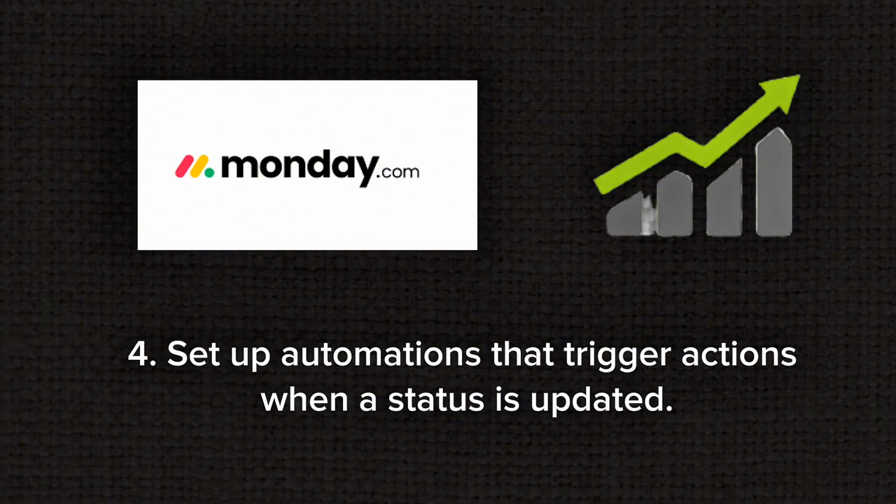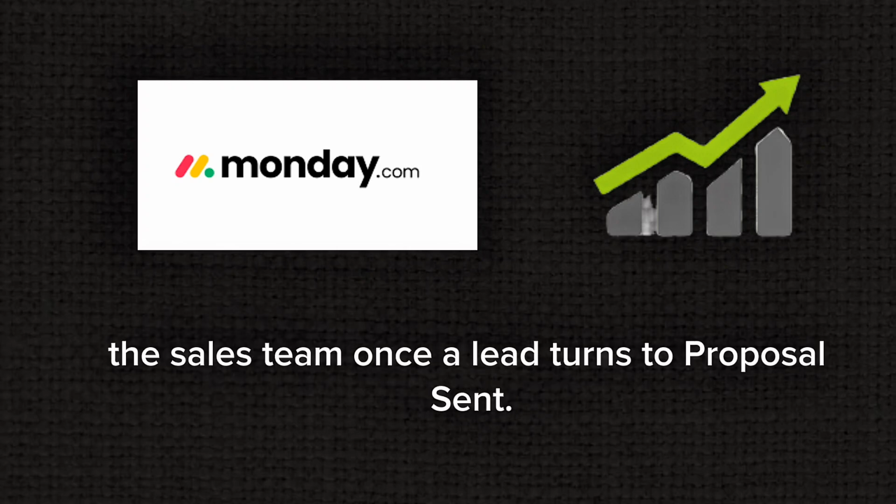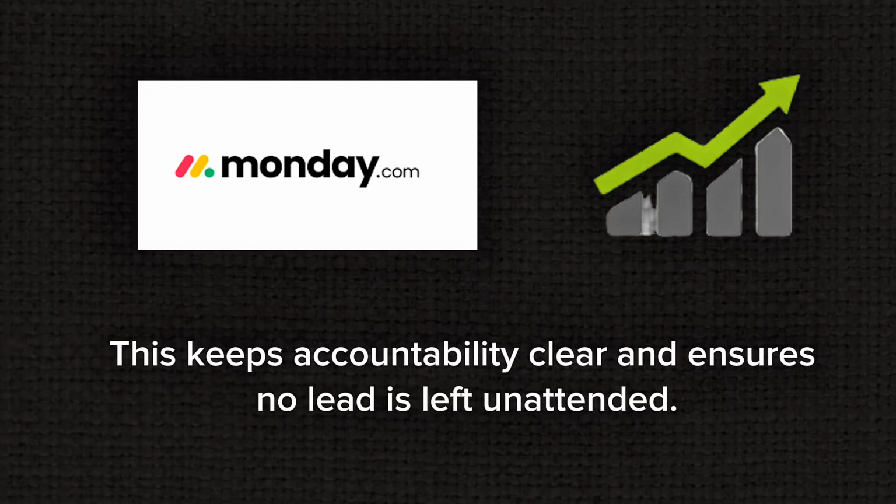4. Set up automations that trigger actions when a status is updated. For example, automatically move a lead to another group or notify the sales team once a lead turns to proposal sent. 5. Assign leads to specific team members using the people column. This keeps accountability clear and ensures no lead is left unattended.